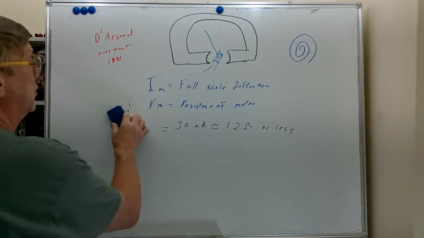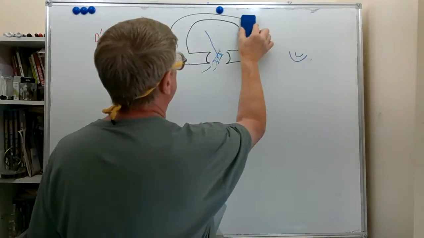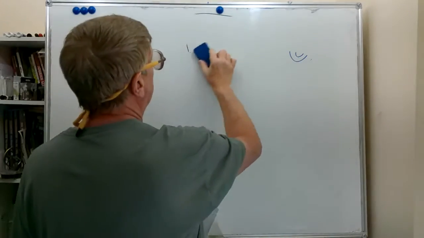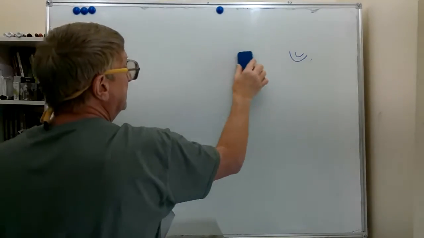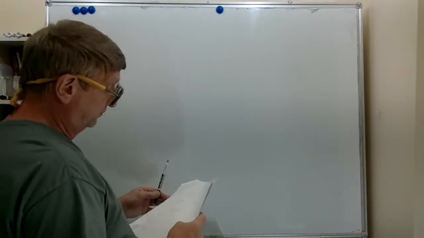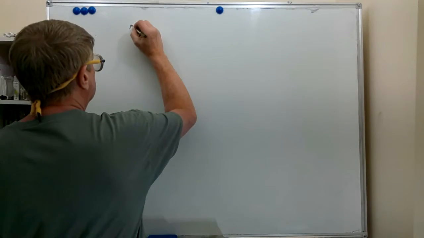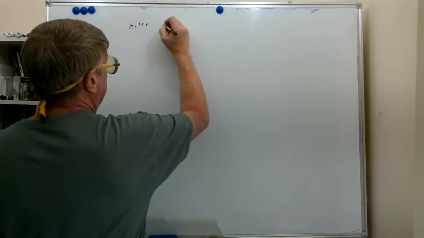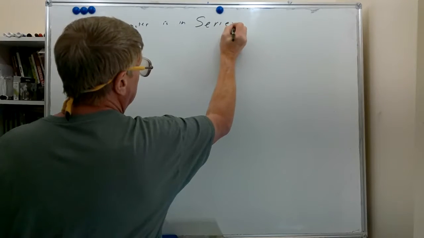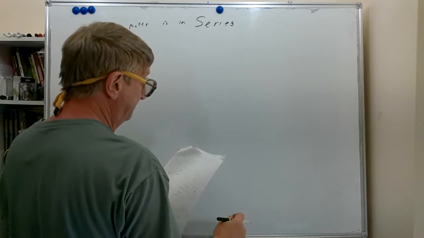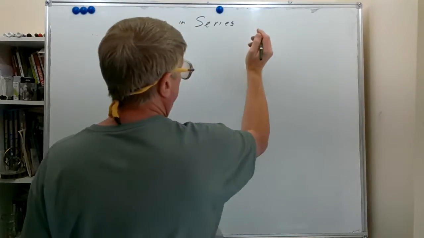Now, we'll talk a little bit about making current measurements. We're going to talk about voltage measurements eventually too, but mostly we're going to talk about current measurements today. If we try to do a current measurement, our meter is in series with the rest of the circuit.